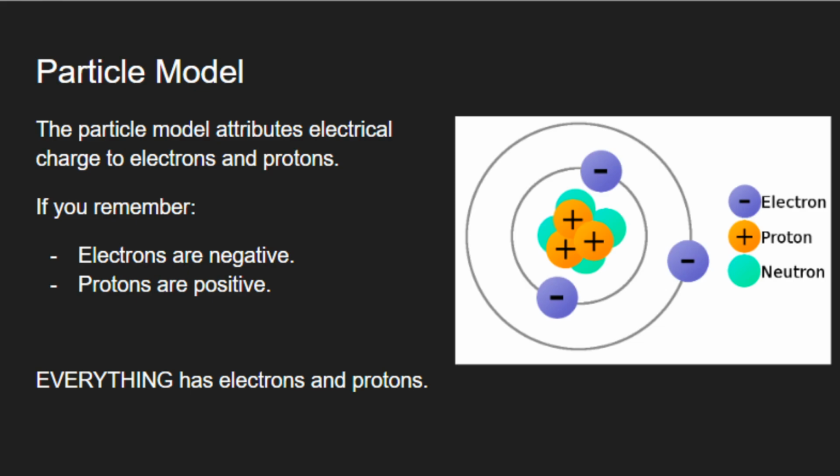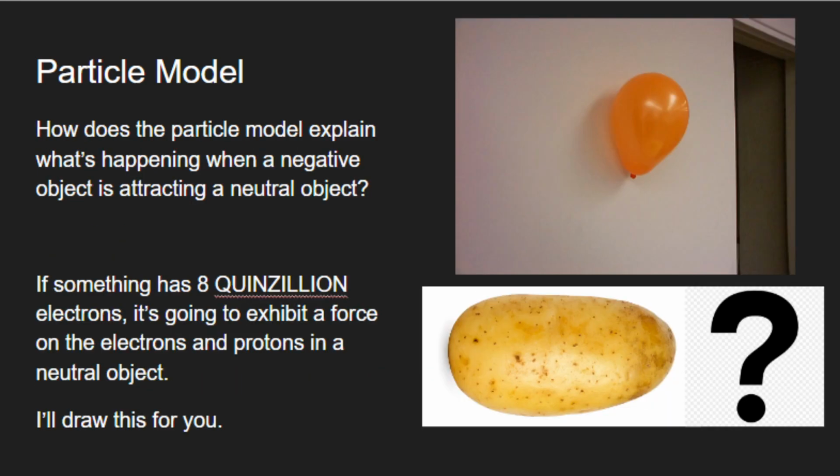Everything has electrons and protons in it, so there are negatively and positively charged things in everything. If something has a charge, it means it has more electrons than protons or fewer electrons than protons. But the electrons and protons in a charged object can interact with the electrons and protons in a neutral object, just like they could in a differently charged object. So how does the particle model explain a negative object attracting a neutral object?